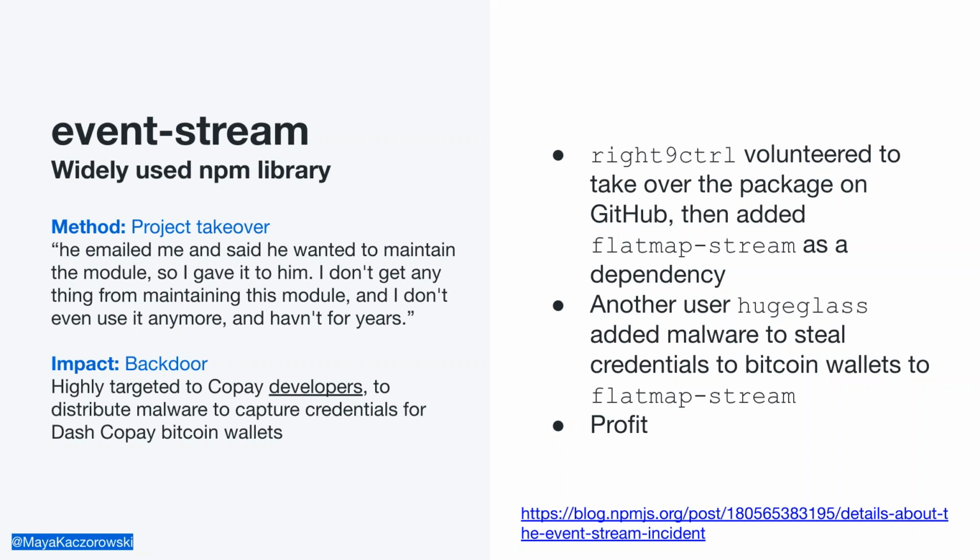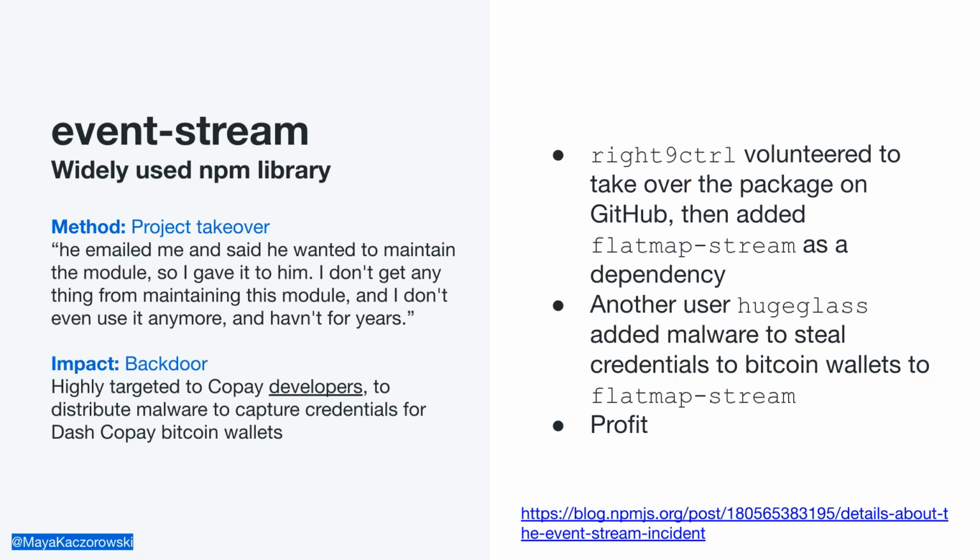I want to emphasize that the author is not to blame here, because we should have better ways to support these developers and also verify trust of our ecosystem. The author actually wrote in a GitHub issue, "He emailed me and he said he wanted to maintain the module, so I gave it to him. I don't get anything from maintaining this module, and I don't even use it anymore and haven't for years."